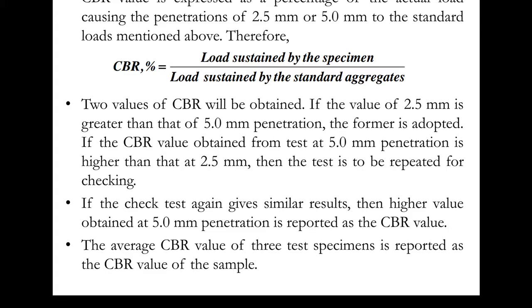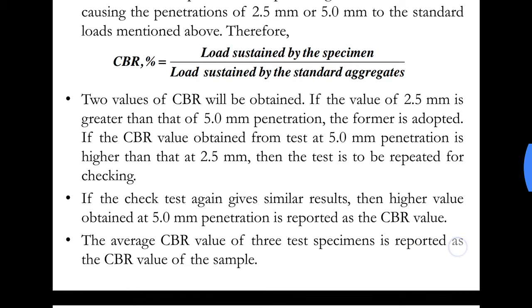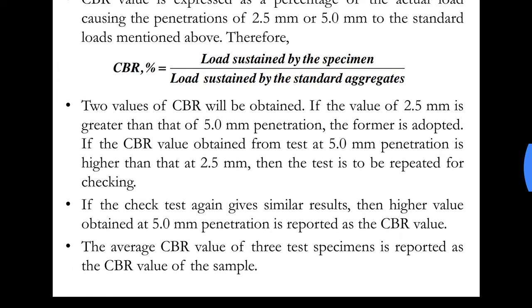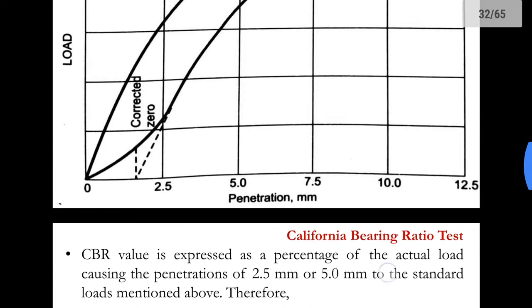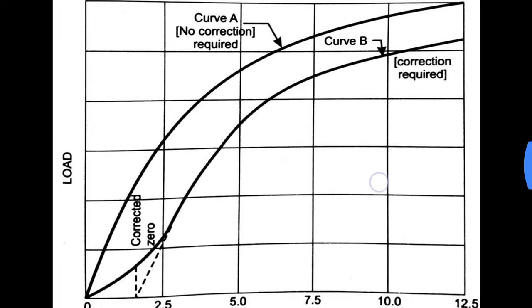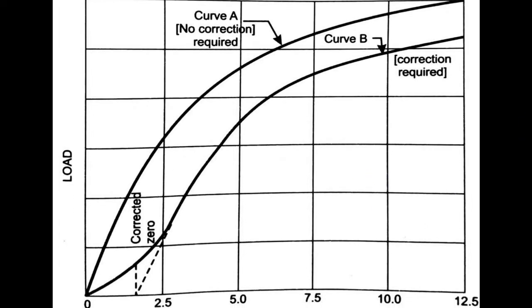Similarly, the average CBR value of 3 test specimens is reported as the CBR value of the sample. So we need to conduct 3 such tests for confirming the CBR value of that soil section. We need to prepare 3 soil specimens and test them individually, and then the average CBR value would give us the design CBR value for that soil specimen.